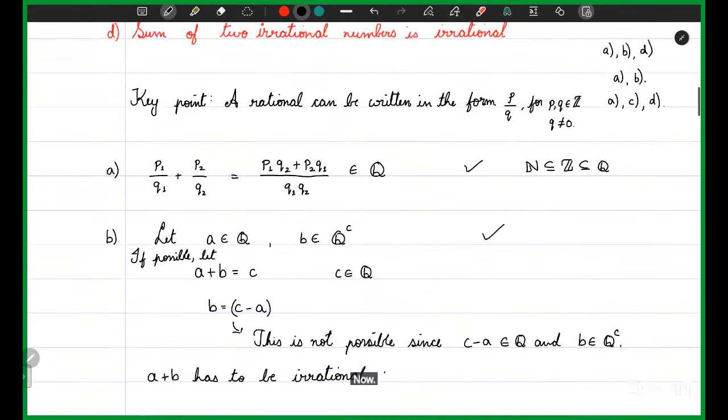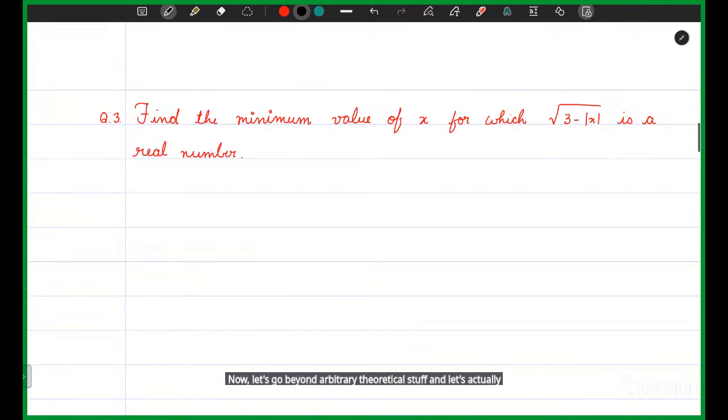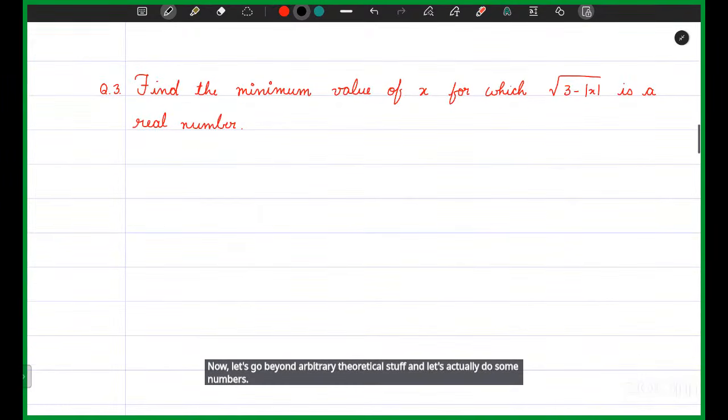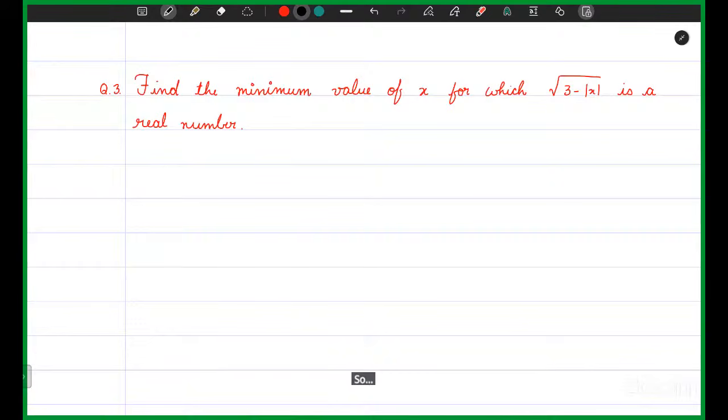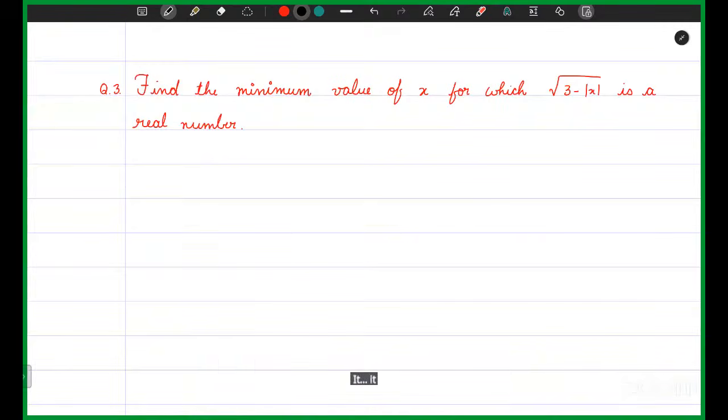Now let's go beyond arbitrary theoretical stuff and actually do some numbers. Find the minimum value of x for which this is a real number. So in general, what does this expression give you? Mod x is always greater than or equal to 0. Just take your time. At 8:50, let me know what the answer is.